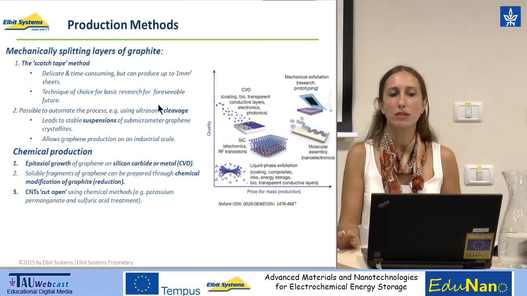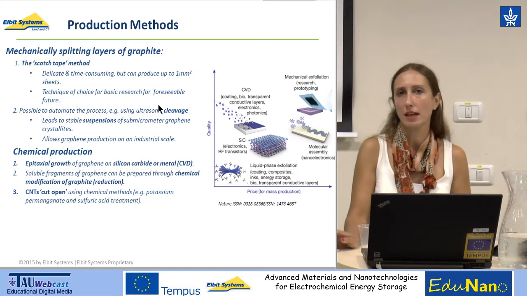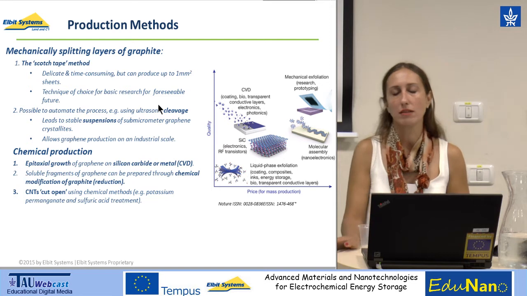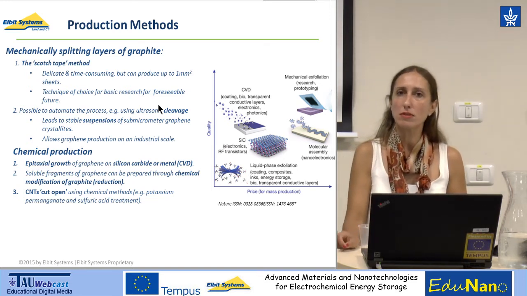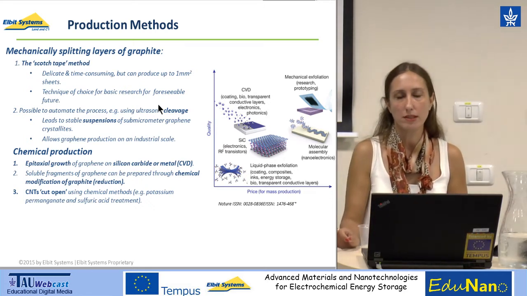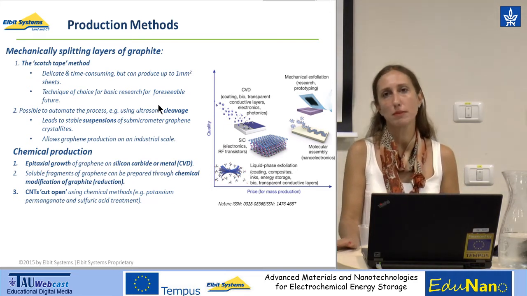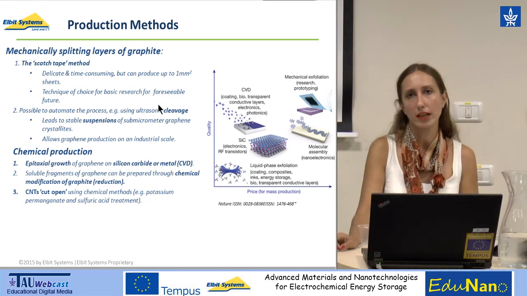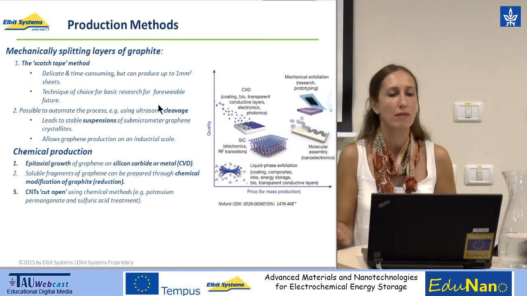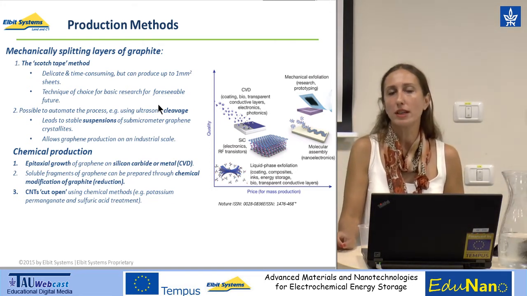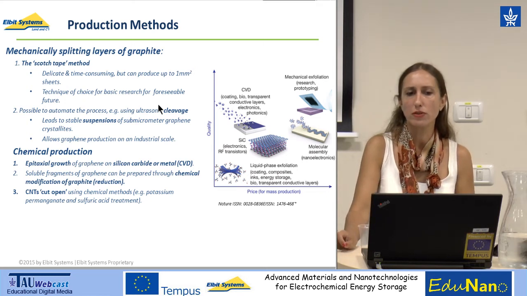And we are talking about a delicate plus time-consuming technique, but it can produce up to 1 square millimeter sheets. Very large sheets actually can be attained from this method. Actually, the highest quality of graphene monolayers today have been attained from this Scotch tape method, especially when the source has been a high quality graphite. This is a very necessary condition in order to attain high quality graphene. You have to have a high quality graphite source. So this technique can be the technique of choice, but actually it is suitable for basic research for the foreseeable future.